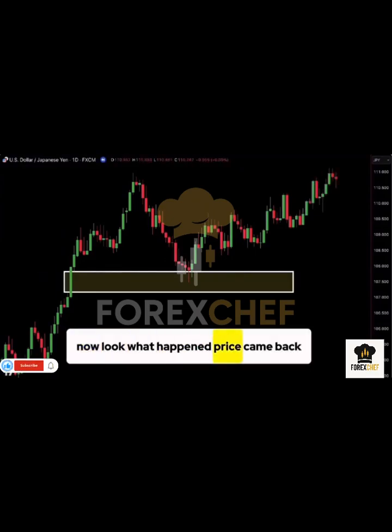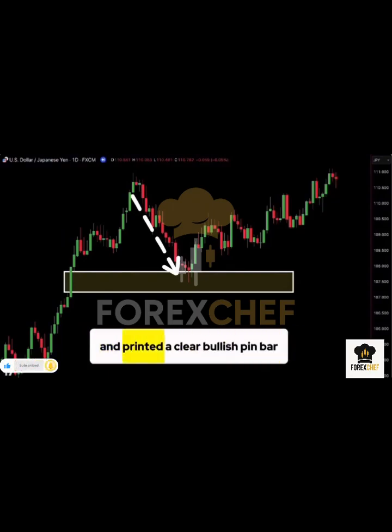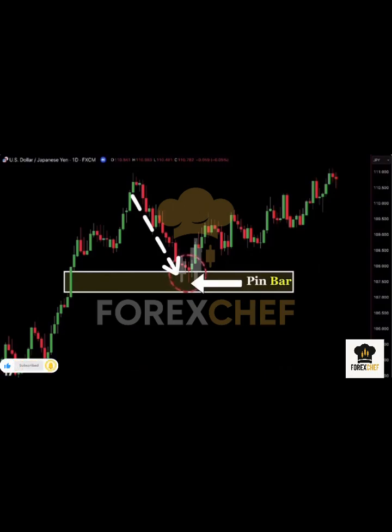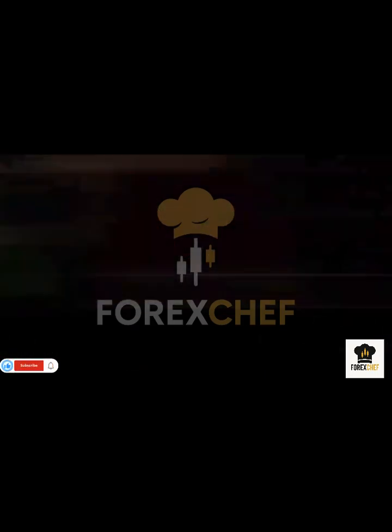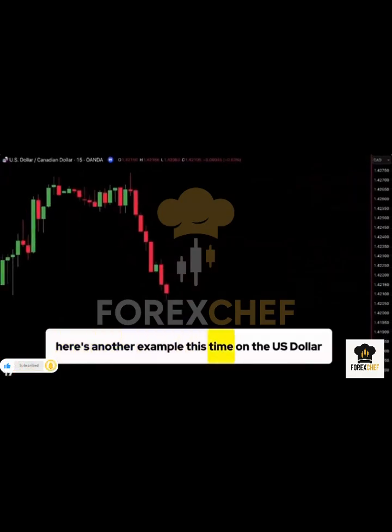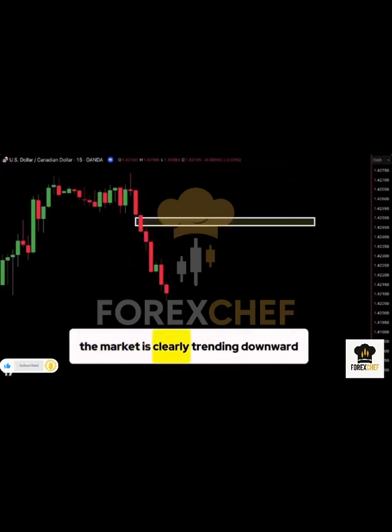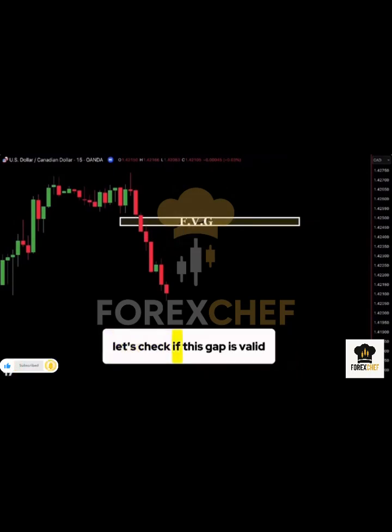Now look what happened. Price came back, tapped the fair value gap and printed a clear bullish pin bar, a strong sign of rejection. From there, the market continued upward with momentum. Here's another example, this time on the US dollar Canadian dollar 15-minute chart. The market is clearly trending downward and has just formed a fair value gap. Let's check if this gap is valid.